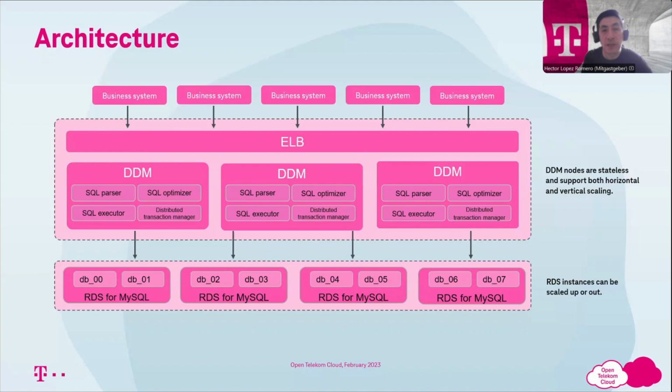At this point, if we want to make a short description of the architecture of DDM, as you may see, there is one ELB, a load balancer, like in a cluster. Behind the scenes, this load balancer distributes the traffic to each DDM instance. And each DDM instance connects to at least one, or probably more, RDS instances. So the question is, of course, what are the limitations? We will see the limitations in the next slides.